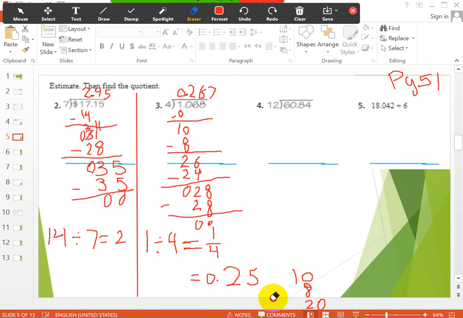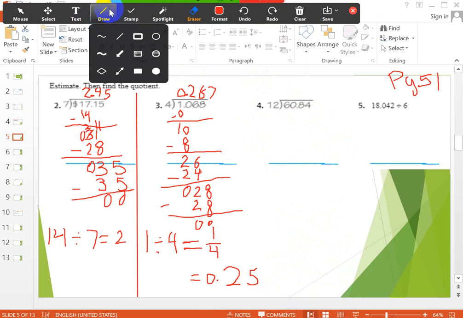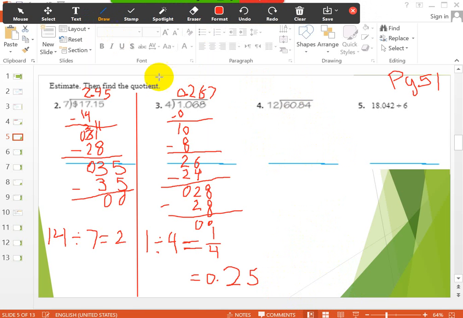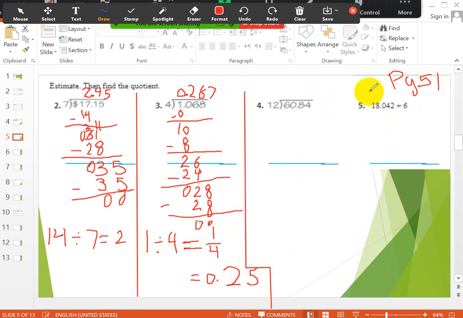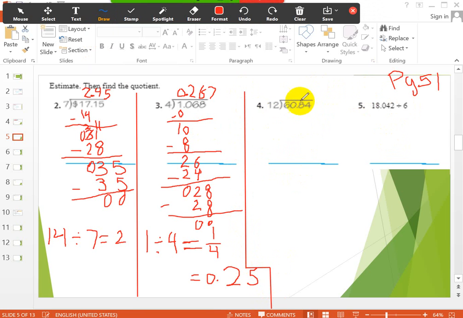Now we will continue. I want to divide here 60.84 hundredths by 12. First I have to estimate the answer. If you round this number to the nearest number I can divide by 12, what is the closest whole number I can divide by 12?